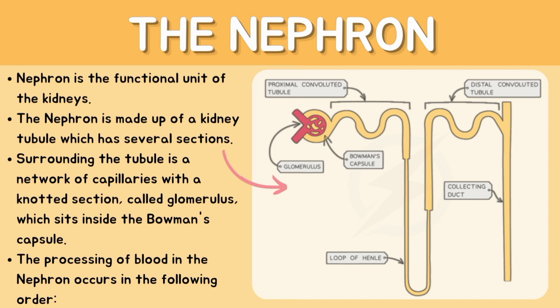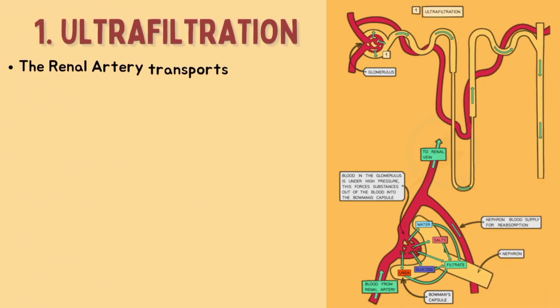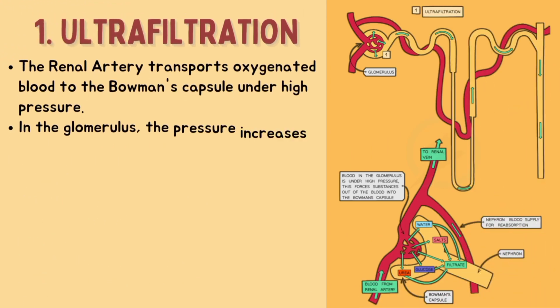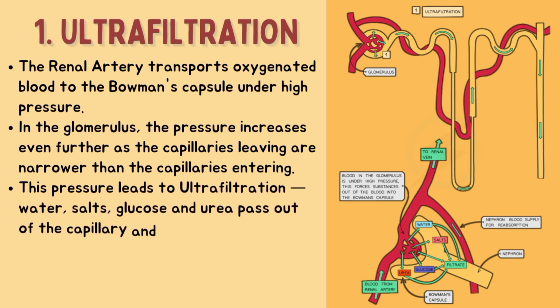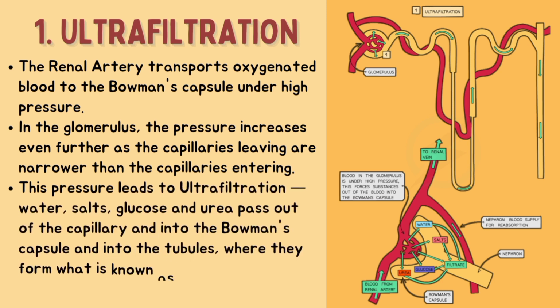The nephron is made up of a kidney tubule, which has several sections: Bowman's capsule, proximal convoluted tubule, loop of Henle, distal convoluted tubule, and collecting duct. Surrounding the tubule is a network of capillaries with a knotted section called glomerulus, which sits inside the Bowman's capsule. The processing of blood in the nephron occurs in the following order. Number 1. Ultrafiltration. The renal artery transports oxygenated blood to the Bowman's capsule under high pressure. In the glomerulus, the pressure increases even further, as the capillaries leaving are narrower than the capillary entering.